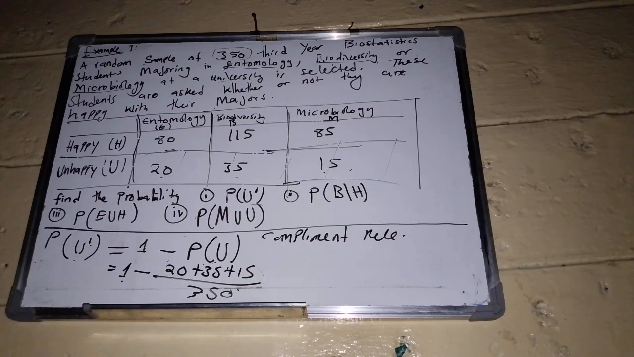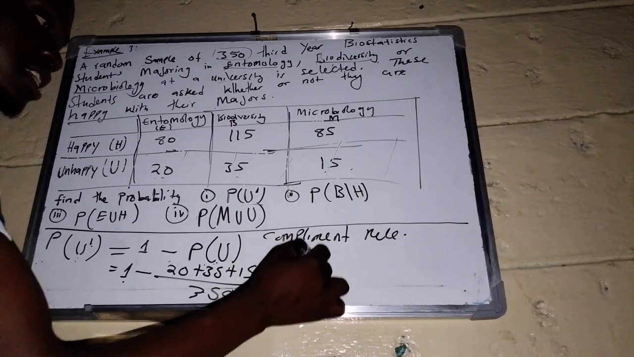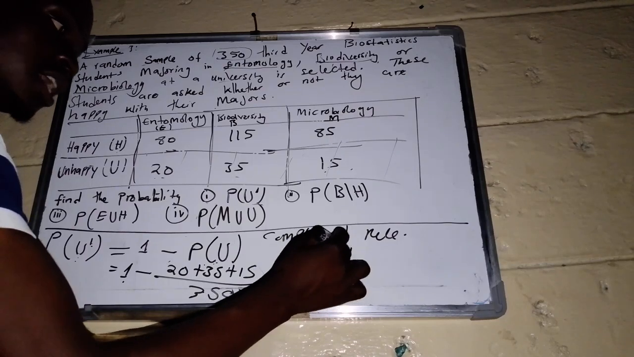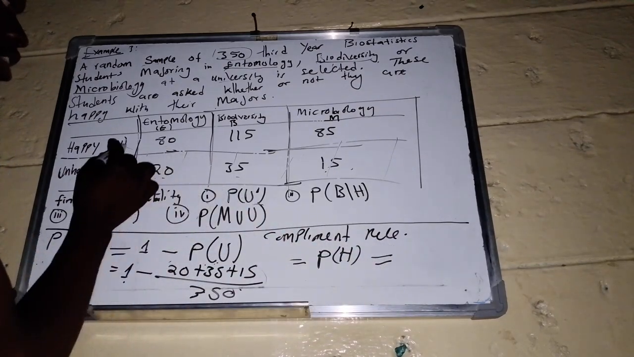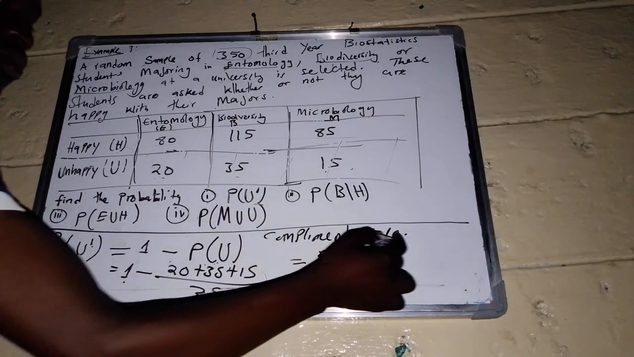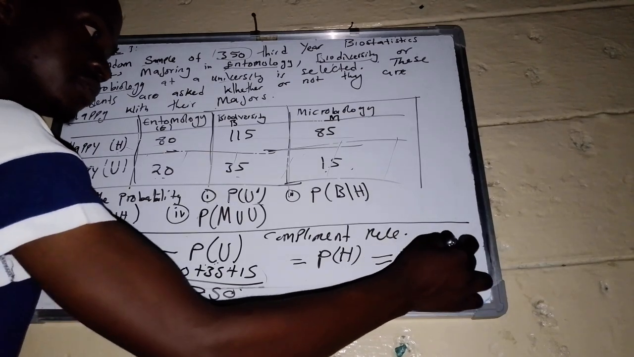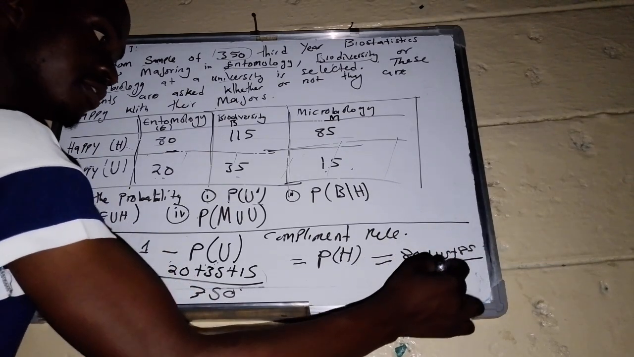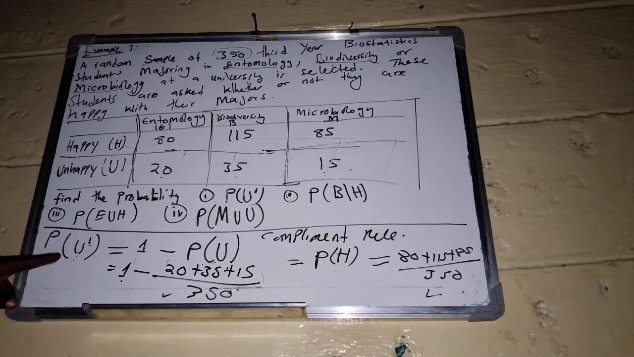If you do not want to do this, you can simply find the probability of H. And what is the probability of H? The probability of H is the addition of the whole happy students divided by the total, which is 80 plus 115 plus 85 over 350. So either you do this or you do this, you'll be able to find the answer. Okay?